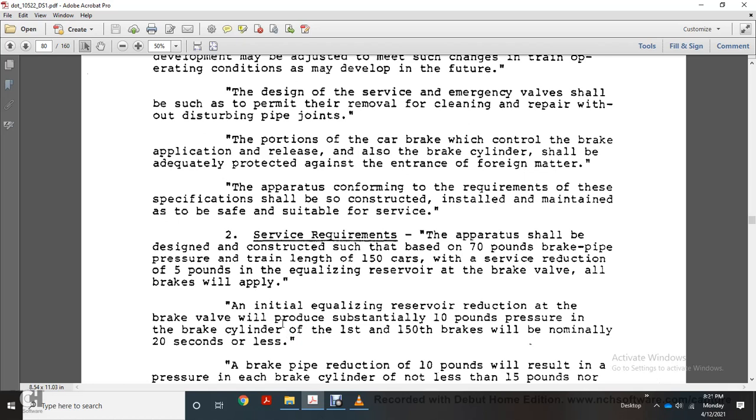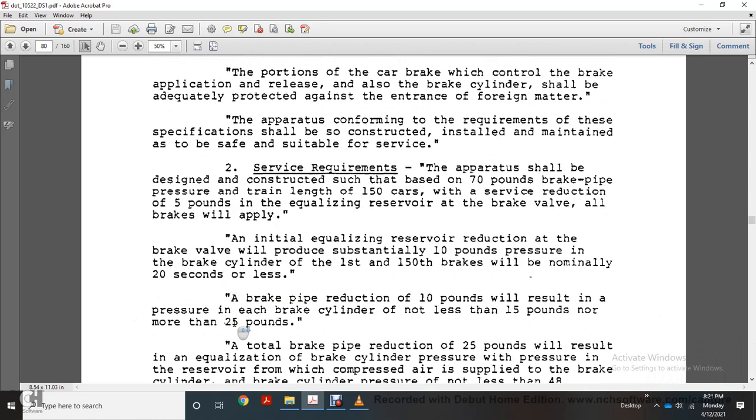Equalizing reservoir with the brake valve. All of the brake pipes will apply. Initial equalizing reservoir reduction of the brake valve will produce a substantial 10 pounds pressure in the brake cylinder. Over the first and 150th brakes will be nominal in 20 seconds or less.